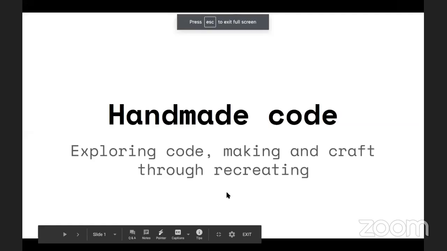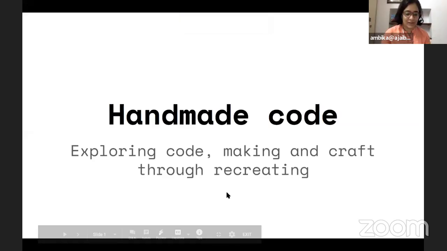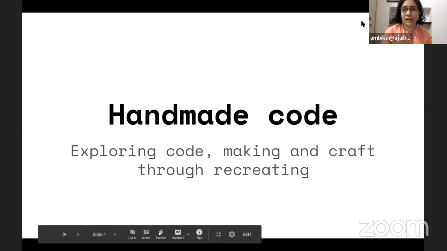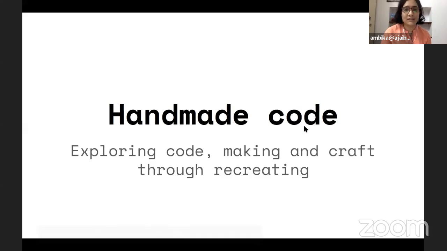Okay, so since we are talking about ikat, and today is Handloom Day, I just felt it would be appropriate to call it Handmade Code, us exploring code, making and craft through a format that I'll speak of, which is recreating.